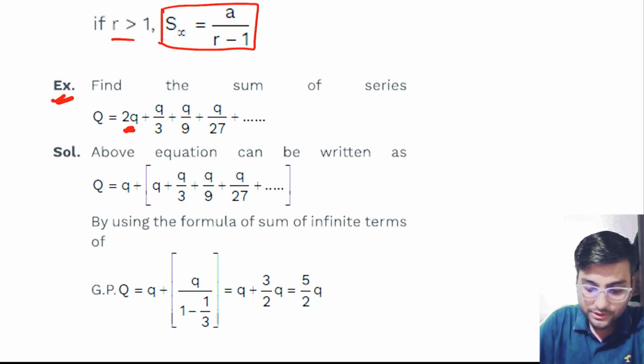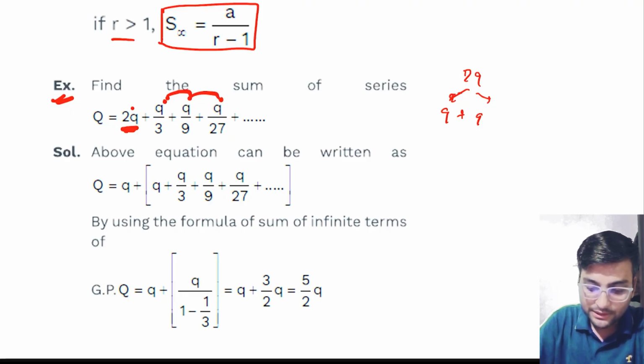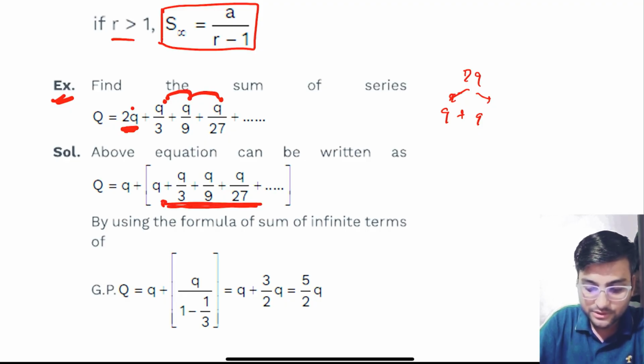Now, one question is given here. You see that 2q is given to you, and q/3, q/9, q/27. All these terms are in common ratio, but the first term is not. So what I can do here is divide 2q into q plus q. Then this term becomes part of the common ratio, meaning the GP series, and one q is separated here. So I can find this is an infinite number of common-ratio terms, so I can use this value. Why?